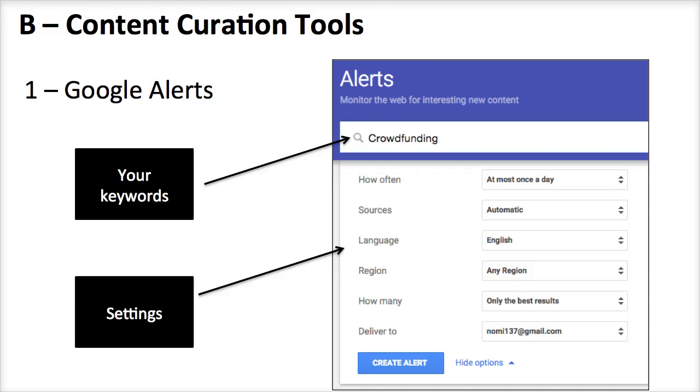Now, when it comes down to our second type of tools, the content curation tools, my favorite one is Google Alerts. So Google Alerts is a tool that you can use and you can set up different alerts on your specific or relevant keywords. So in this example, I have set up an alert for crowdfunding, and then Google sends me daily emails on the most recent and relevant content on that topic.